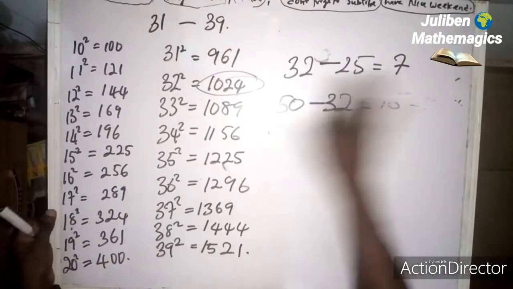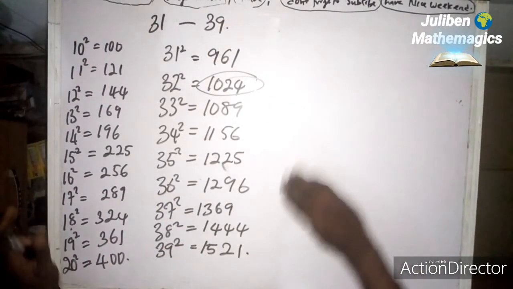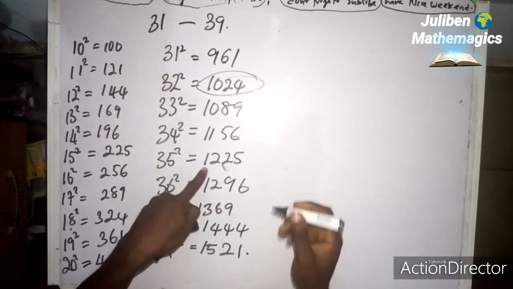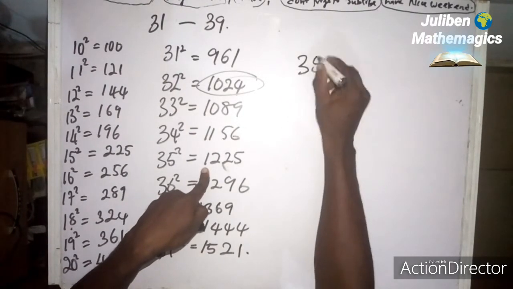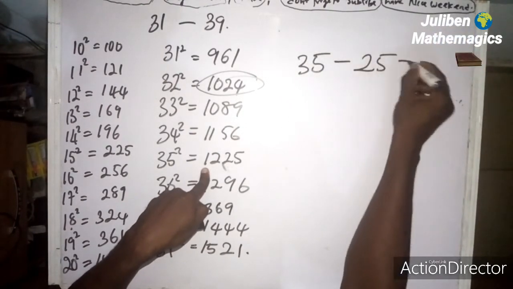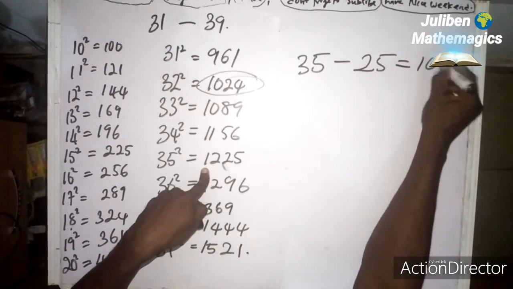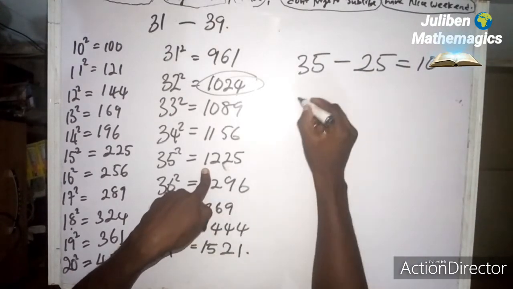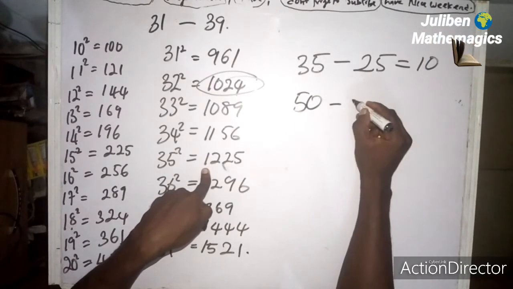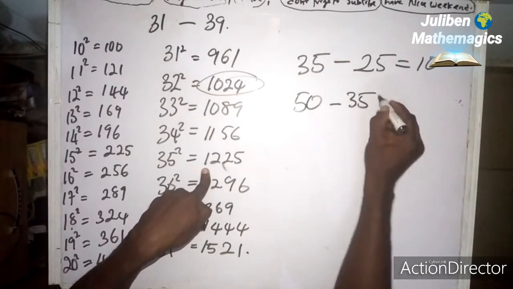Let's take a typical example again so that it can be very, very clear. Let's take 35 for example. 35. Subtract 25 from 35. What will you get? 35 minus 25 is 10. Right? Now the next thing you do, 50 minus the same 35. What will that give you? That will give you 15.